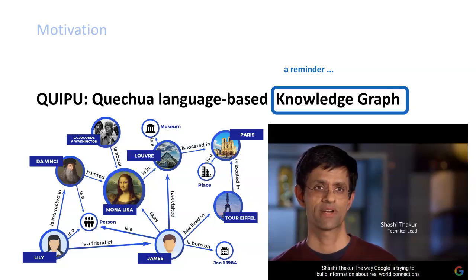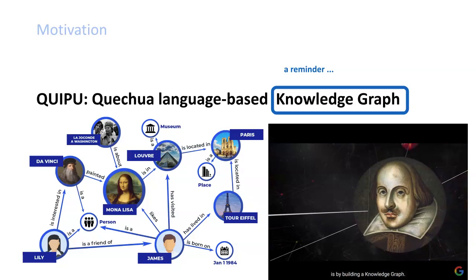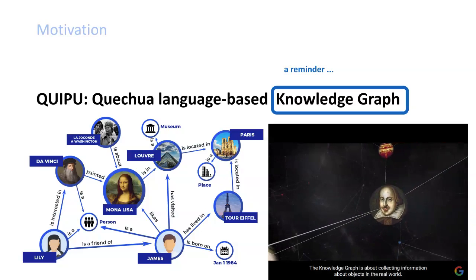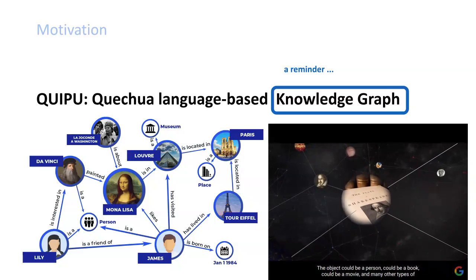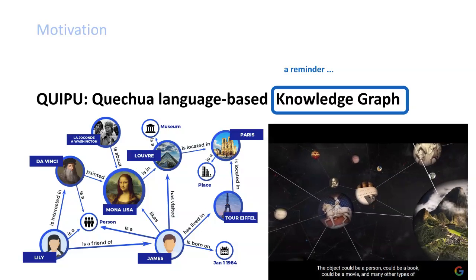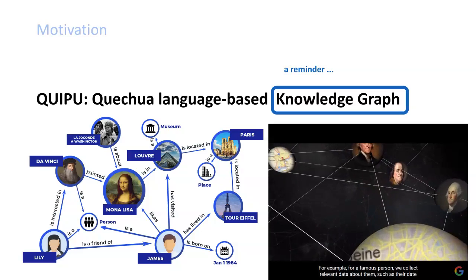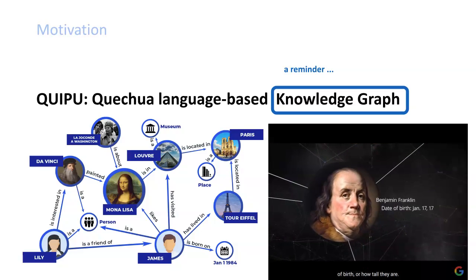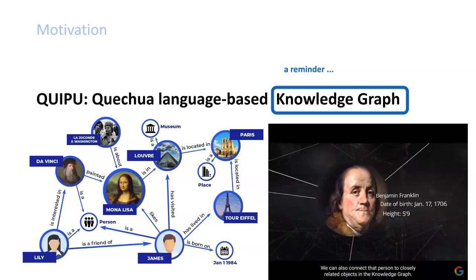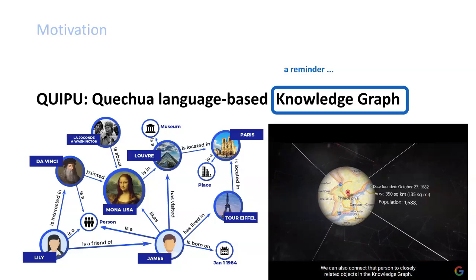The way Google is trying to build information about real-world connections is by building a knowledge graph. The knowledge graph is about collecting information about objects in the real world. The object could be a person, a book, a movie, and many other types of things. For example, for a famous person, we collect relevant data about them, such as their date of birth or how tall they are. We can also connect that person to closely related objects in the knowledge graph.